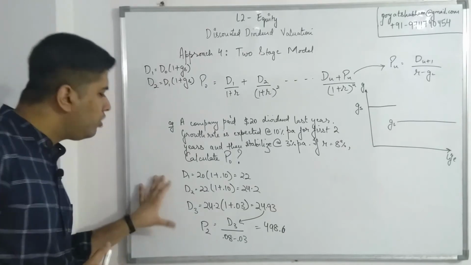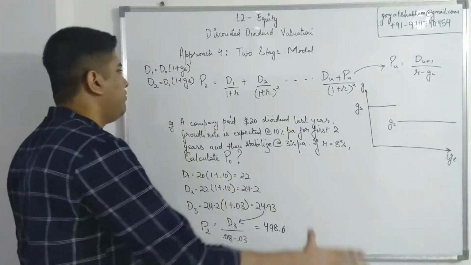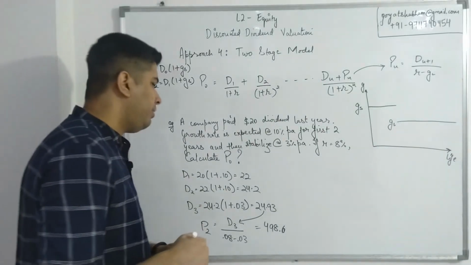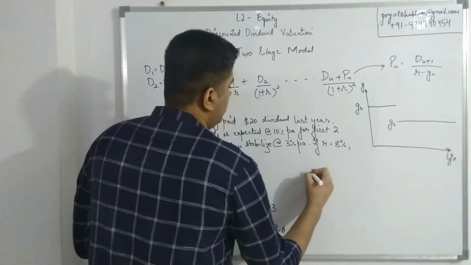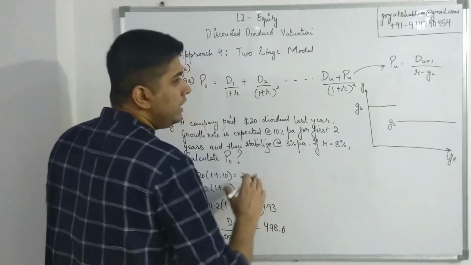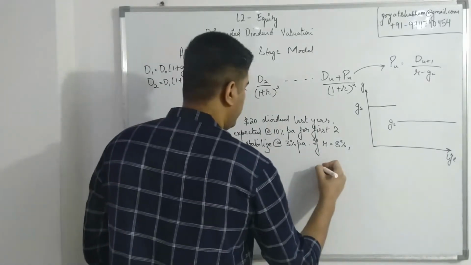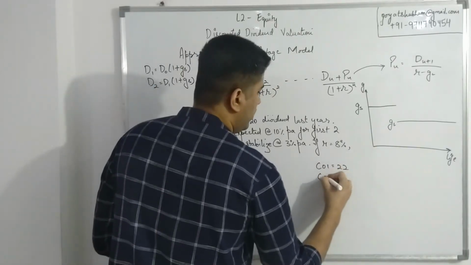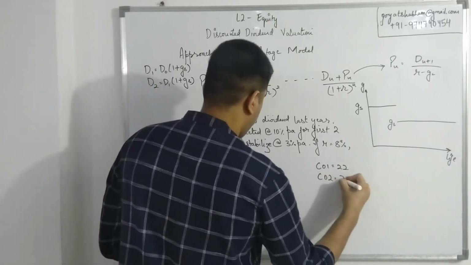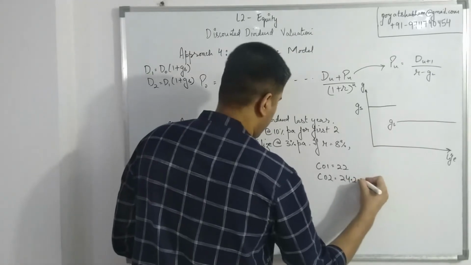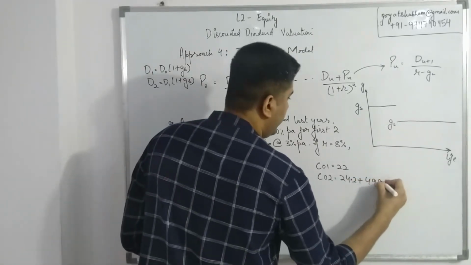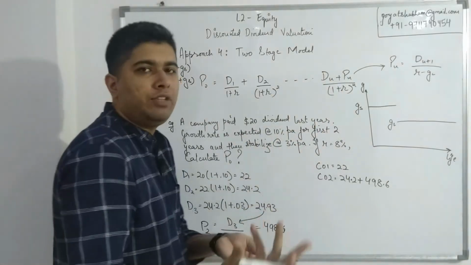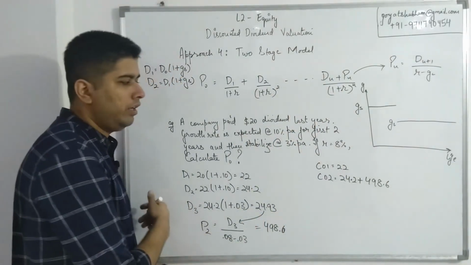Now that we have all of these values with us, all we have to do is simply plug them into this equation and calculate the present value. So a fairly basic technique. Just plug these values in the cash flow series. So C01 would be 22, C02 would be 24.2 plus 498.6, because second year we'll have dividend and we have the terminal value as well that we have just calculated.